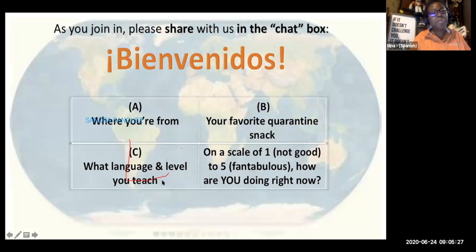I love it. So in the chat box, if you could give me A, B, C, and D right now, well, A, B, and C, and then it's just a number. So A is your name and where you're from, and then B, your favorite quarantine snack, and then C, what language and level you teach, and then on a scale of 1 to 5, how are you right now? 1 being you're lucky I'm up, it's 9 o'clock, and there are no time limits right now because, you know, it's summer. Or are you at 5, fantabulous, like, oh my gosh, this is my time. Morning is when I shine. So where are you right now? If you could put in the chat box those 4 pieces of information, I would appreciate that.